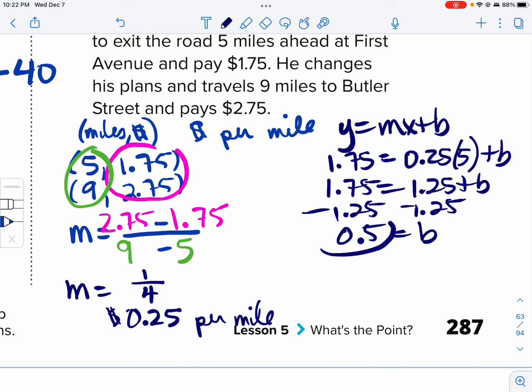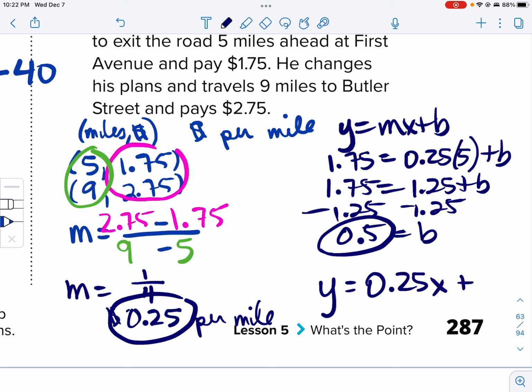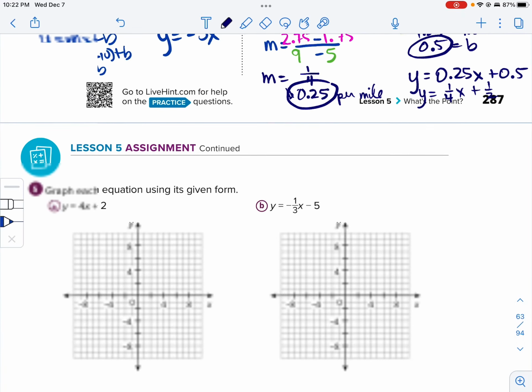So I now have my b value and I have my m value, so I just plug it in. So y equals 0.25x plus 0.5. Now, could this have said y equals 1/4 x plus 1/2? Sure. Either way.